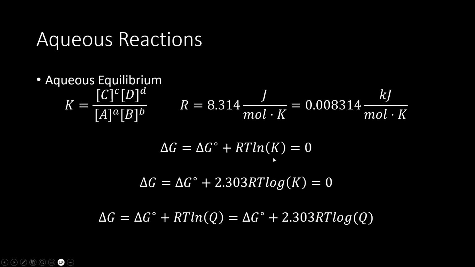And if we are in a situation where we're not at equilibrium, we would instead use our reaction quotient. Therefore, delta G equals the standard free energy change of that reaction plus the product of the gas constant times temperature in Kelvin times the natural log of Q, or log base E of Q. Or we could just use delta G naught plus 2.303 times RT times the log base 10 of our reaction quotient. It doesn't matter if you use this equation or this equation, they end up giving us the same values.